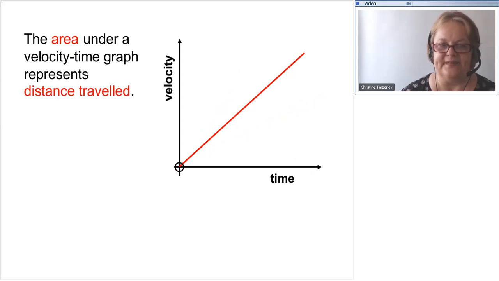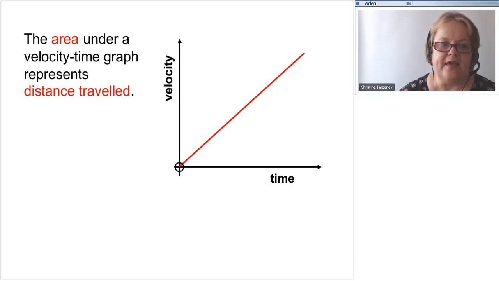Okay, so just to peek ahead to next time, we're going to have a look at how the area represents the distance travelled, and we're going to use speed time graphs or velocity time graphs in order to calculate distance. And we're going to have a look at more complicated graphs as well that show how the acceleration is changing.